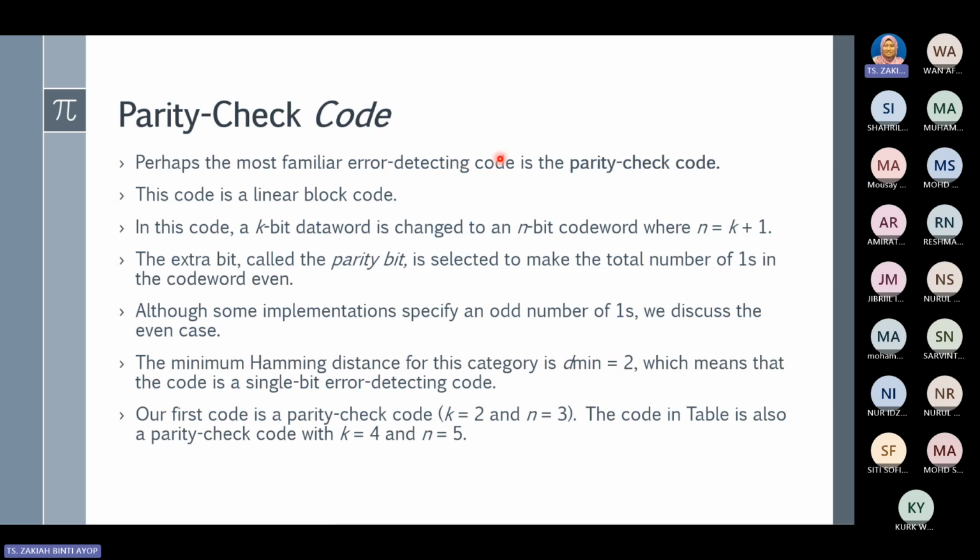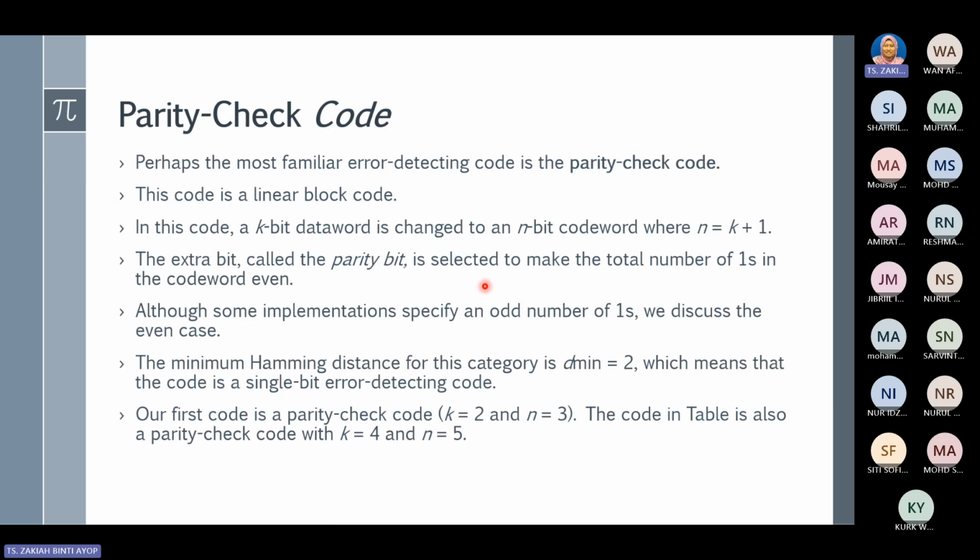Perhaps the most familiar error detecting code is the parity check code, or what we call a linear block code. In this case, a k-bit data word is changed to an n-bit code word where n is equal to k plus 1. The extra bit is what we call the parity bit. It's selected to make the total number of 1s in the code word even. That is what we call an even parity bit. In some cases, they implement an odd number of 1s, which is called an odd parity bit.